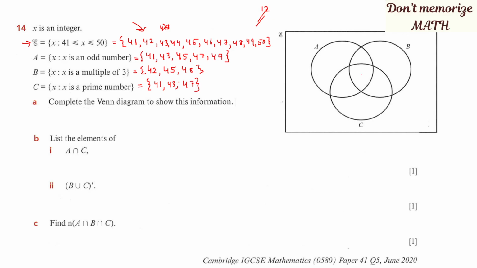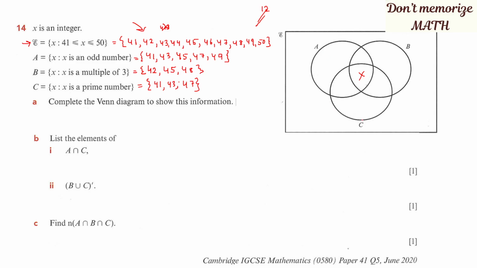Okay, so this part you have to write the common for A, B and C. Is there anything common for A, B and C? Just see 42, 45, 48. No, there is no common thing for A, B and C. So there is nothing here.